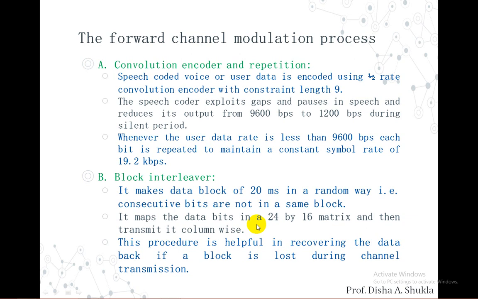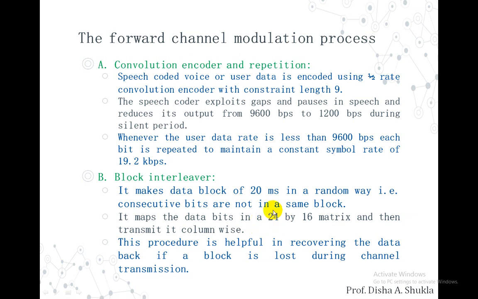Now what does a block interleaver do? It makes the data blocks of 20 milliseconds in a random manner. It's not necessary that the consecutive bits will be in the same block, and then it creates the block using the 24 by 16 matrix. I mean, it will be mapping the data bitwise in a 24 by 16 matrix, and then it will be transmitting it column wise. How does it help? Say for example, if while transmitting some data a block is lost, then it will be helpful in recovering that particular block. So that is why the block interleaver is used.